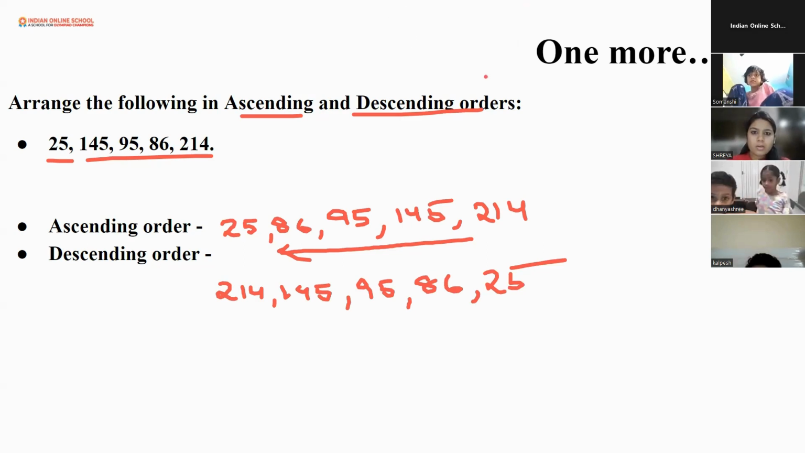114, 145, 86, 95, 45. Okay, all of you? So, I hope everyone already knew ascending, descending, right? You knew ascending, descending. But I think what you did not know was the infinite numbers, right?